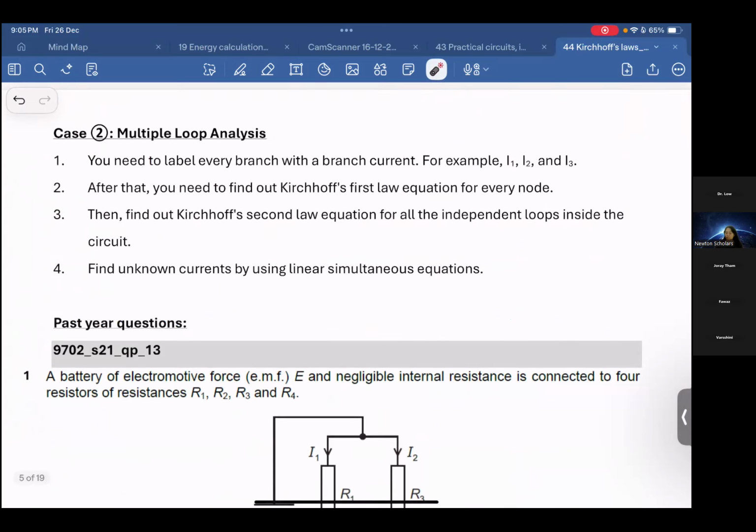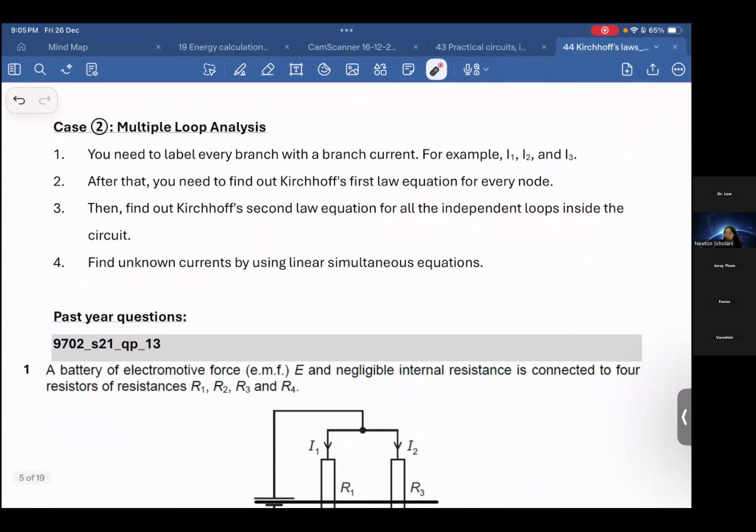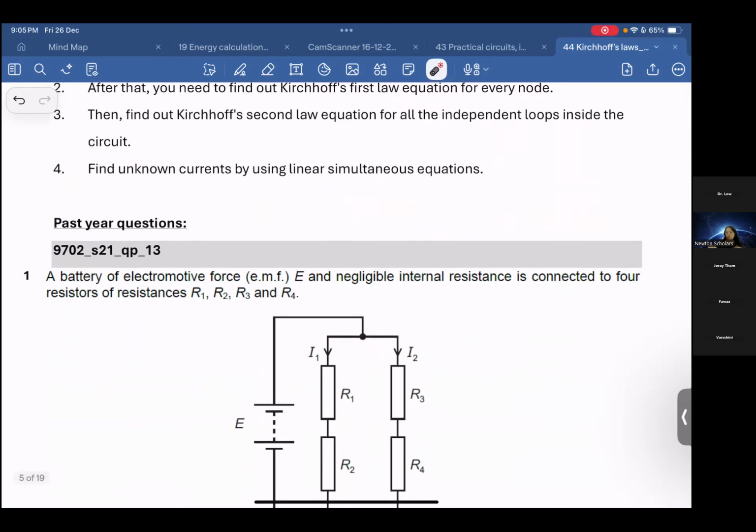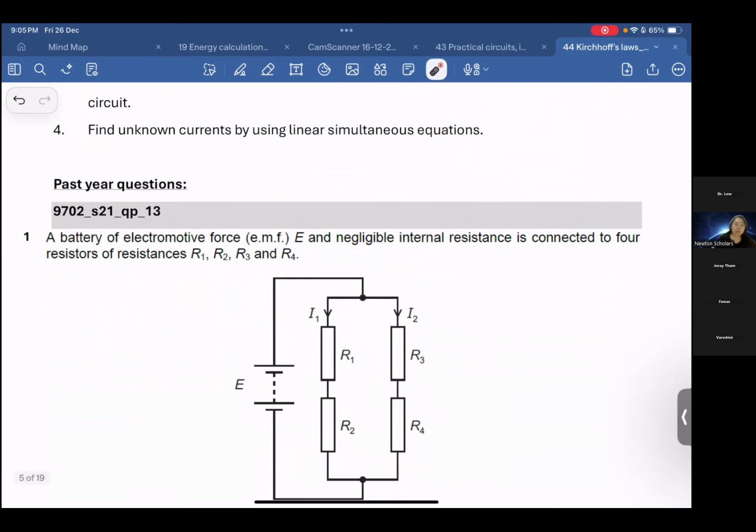Then after that, you need to find Kirchhoff's first law, which is about current, for every junction. Then find Kirchhoff's second law for all independent loops inside the circuit. For the unknown currents, sometimes we need to use mathematical simultaneous equations to solve.